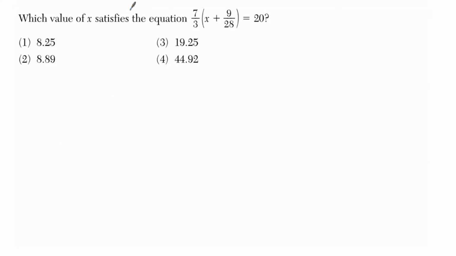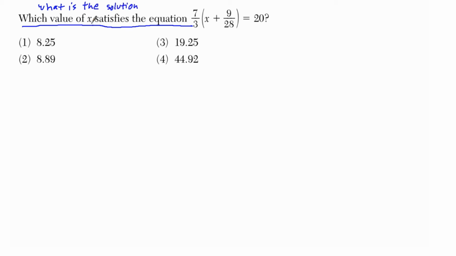Which value of x satisfies the equation 7/3 times the quantity x plus 9/28 equals 20? And then there are 4 answer choices. So what is this question asking us to find? Well, we see this phrase, which value of x satisfies the equation. So really all that's saying is, what is the solution?